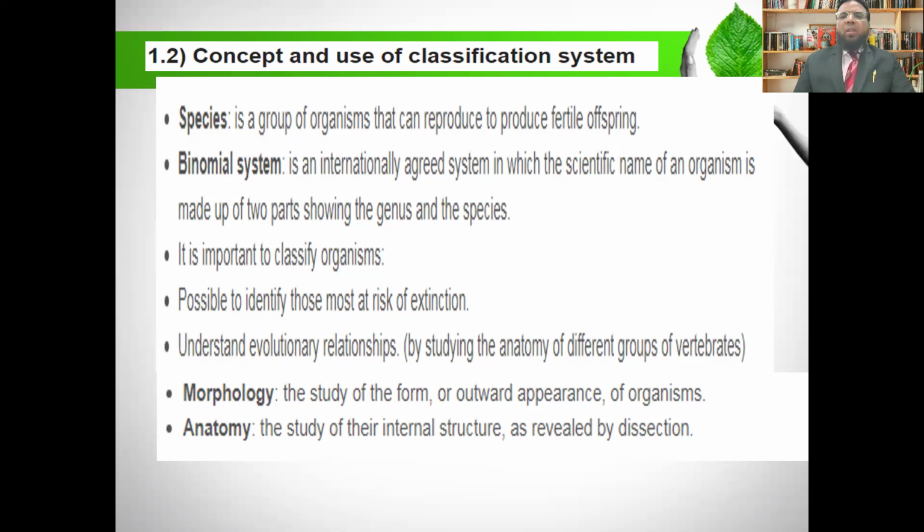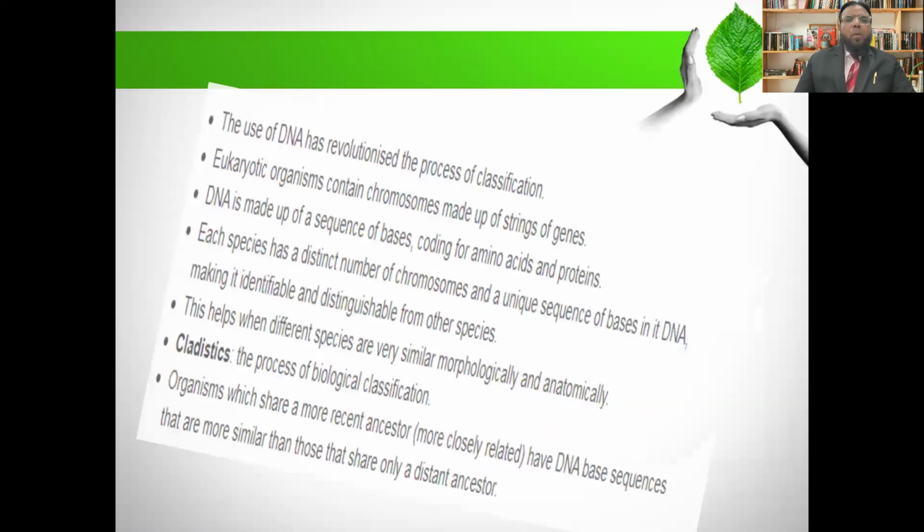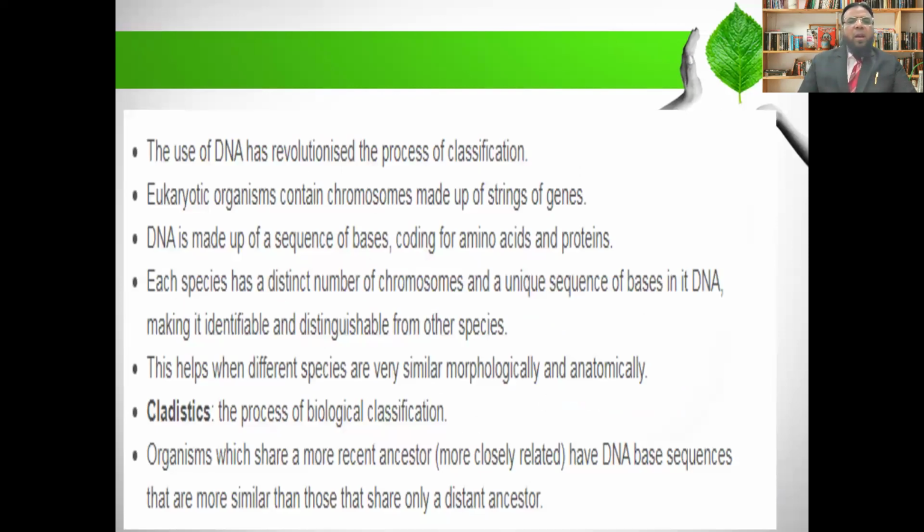Now, when we classify organisms, we keep some characteristics in our mind. Specifically, the external characteristics, the study of external characteristics is called morphology, and the study of the internal structure, internal parts, is called anatomy. Now here you see we also have to discuss the DNA. Based on the DNA we also classify organisms.